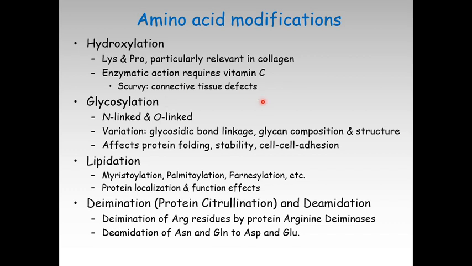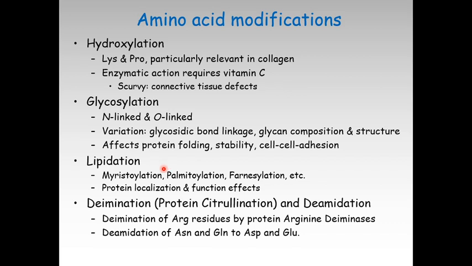Glycosylation is another example. Glycosylation is a process by which sugars, carbohydrates, are added to proteins. Now, there are N-linked and O-linked glycosylations. Variation in glycosidic bond linkage, glycan composition, and structure are present. It affects protein folding, stability, and cell-cell adhesion, especially if a protein that requires glycosylation does not get glycosylated. We'll learn more about glycosidic bond linkage, glycan composition, and glycosylation later on when we talk about carbohydrates.